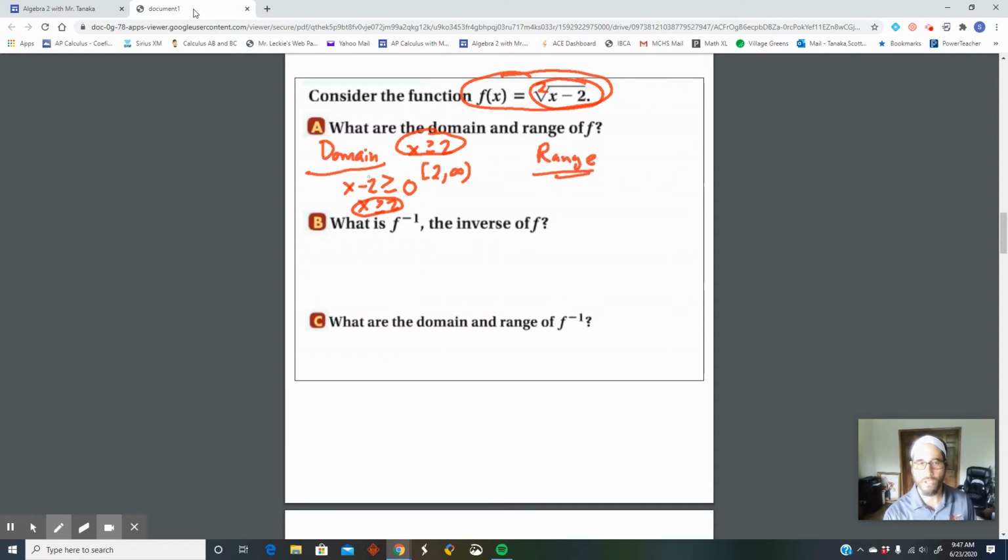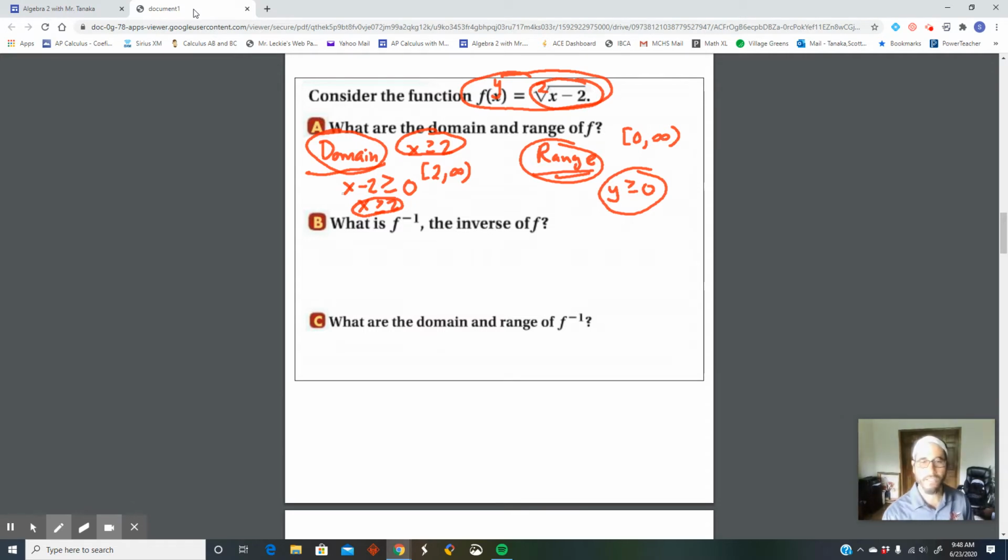best way to think about these, domain is what can x be? Range is what could y be? Now remember, this is really y equals. So what could y equal? Well, y could equal anything that's bigger than or equal to 0, right? Because the square root of 0 is 0. And remember, the other way I could write that is 0 to infinity. Okay?